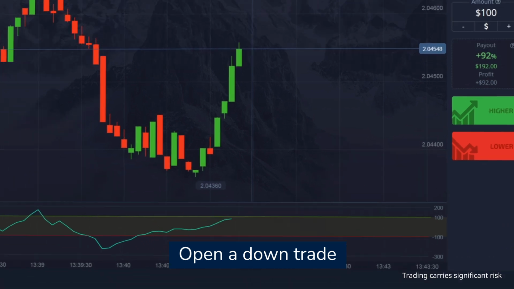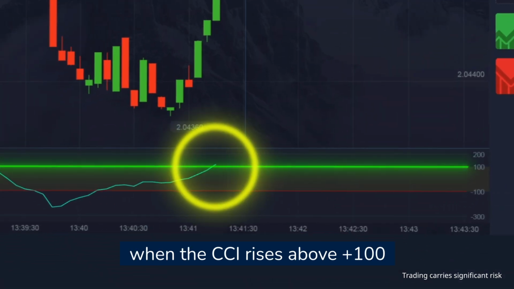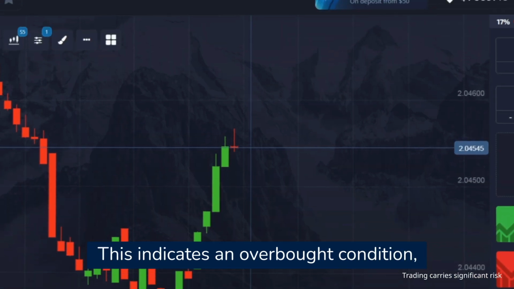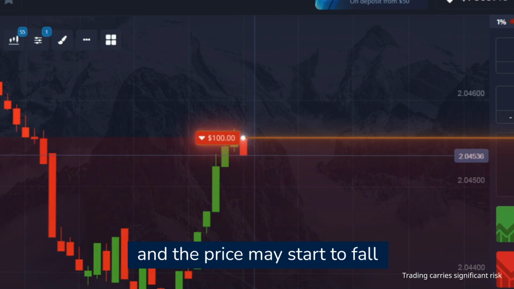Open a down trade when the CCI rises above +100. This indicates an overbought condition and the price may start to fall.